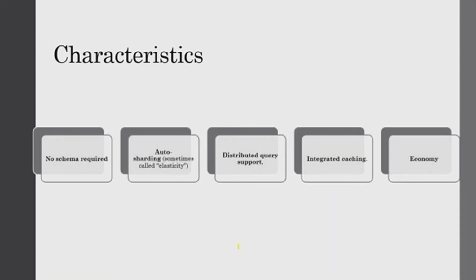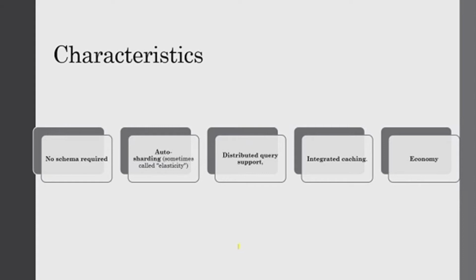Now, the characteristics of NoSQL. There are many characteristics that differentiate NoSQL from SQL. Some of the more important are: no schema required. NoSQL databases need no schema to start working with data. In a relational database, you have to define a schema first to connect the data, making things more difficult because you have to change the schema every time the requirements change.